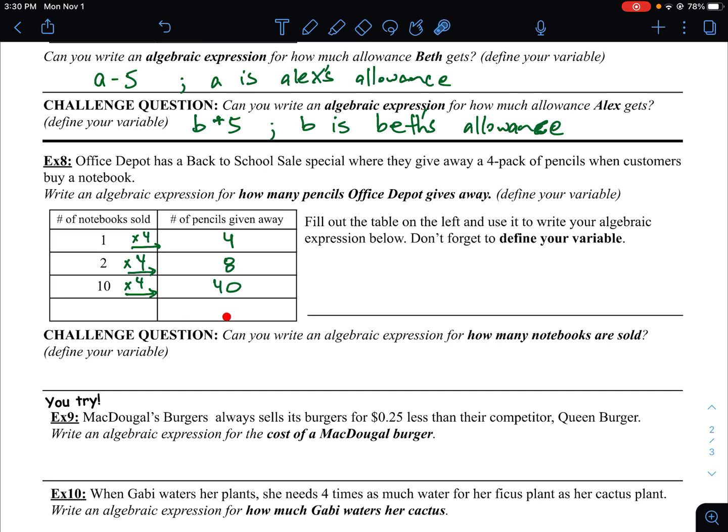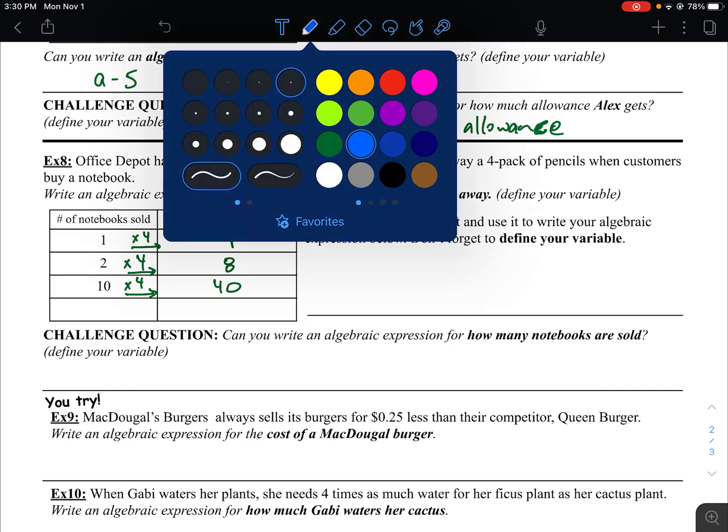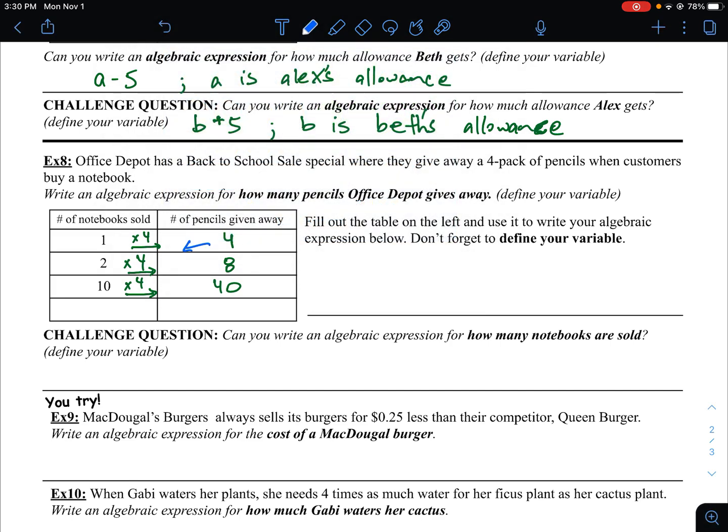Well, how do I get from this way to that way? If I'm going in the opposite direction, I need to take 4 and divide by 4 in order to get 1. Divide 8 by 4 in order to get the number of notebooks. Divide 40 by 4 in order to get the number of notebooks sold. So 40 divided by 4 is 10.